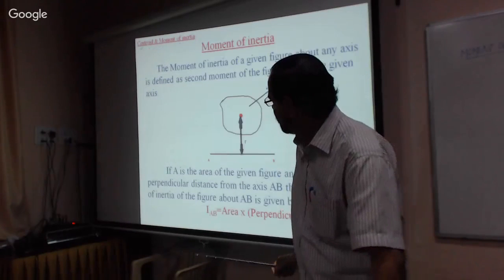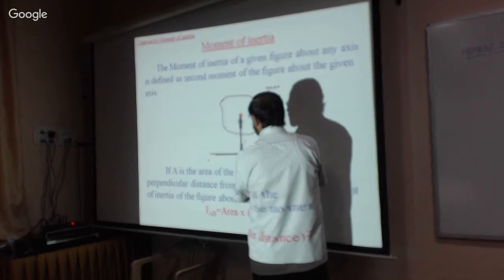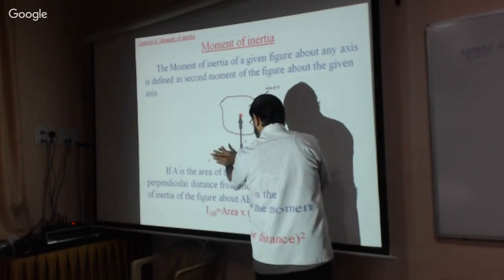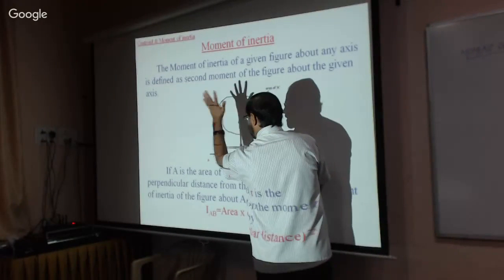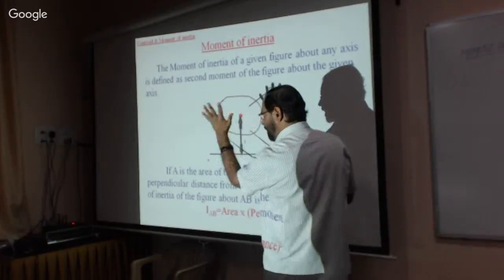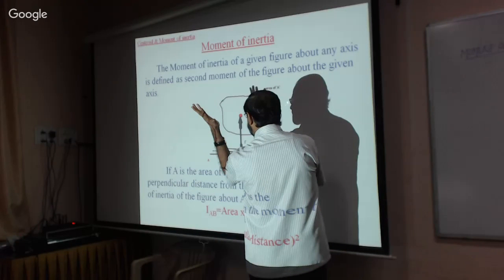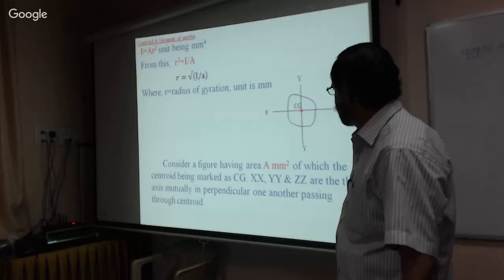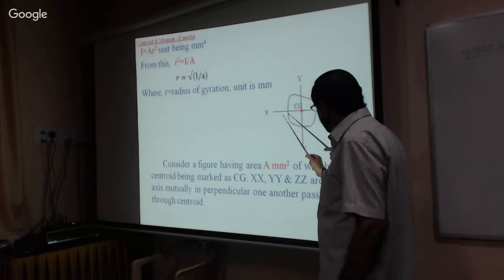Now for example, see, this is the axis. Now this is the area, the plane figure. Now how will it behave with respect to this axis? Suppose if you apply the force, it rotates like this, isn't it? Therefore, this is called radius of gyration. Radius of gyration is the movement of the figure with respect to this axis, how it behaves with respect to this axis. So therefore, it is called radius of gyration.